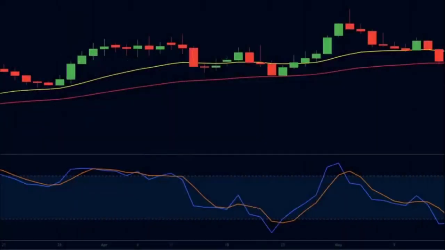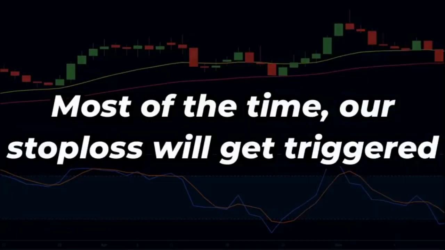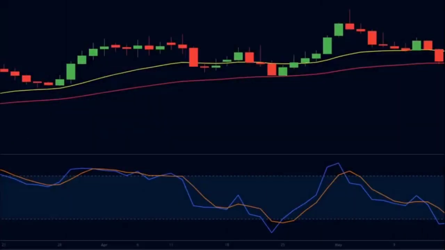This is because our strategy is such that we expect a strong momentum after our entry. If we do not get that momentum within 2 to 3 candles, then most of the time our stop loss will get triggered. So it's better to exit anyway. Now let's look at an example.